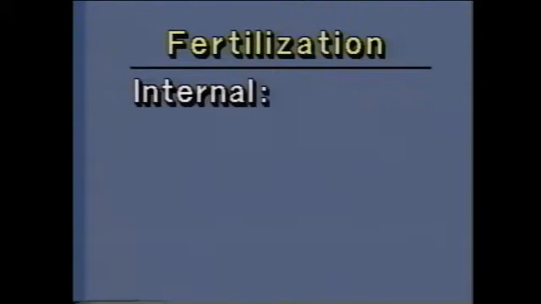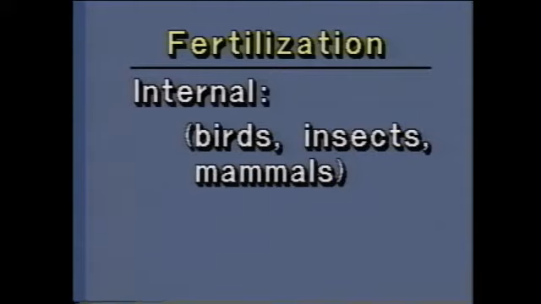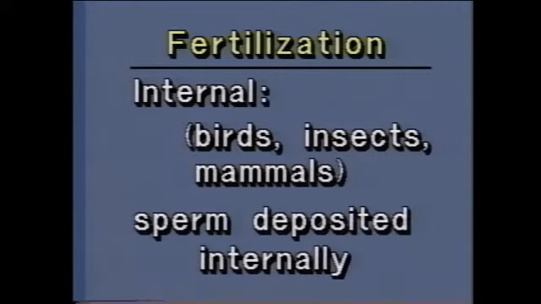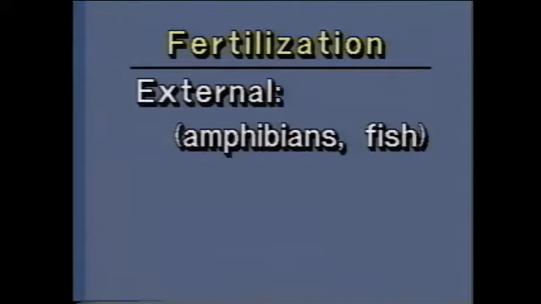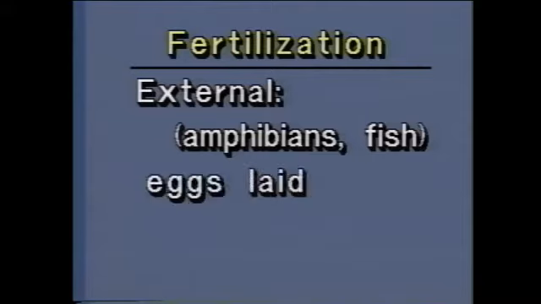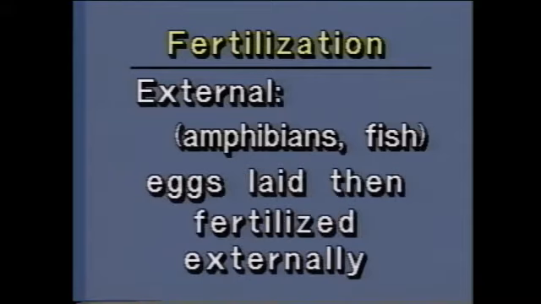Now there are two types of fertilization: internal and external. Internal fertilization is a characteristic of birds, insects, and mammals. And here, the sperm is deposited inside the oviduct of the female where it fertilizes the egg. External fertilization is a characteristic of many amphibians and fish. First, the female lays many eggs in the water, and then the male swims by the eggs and fertilizes them.